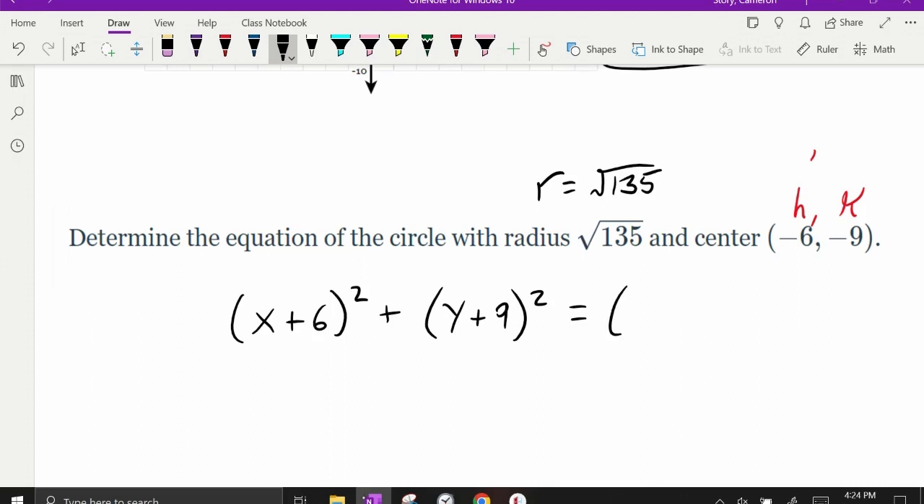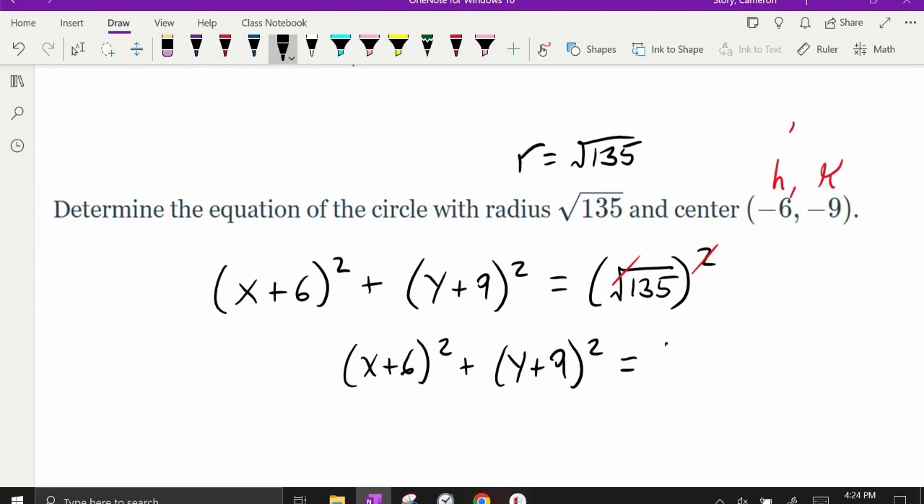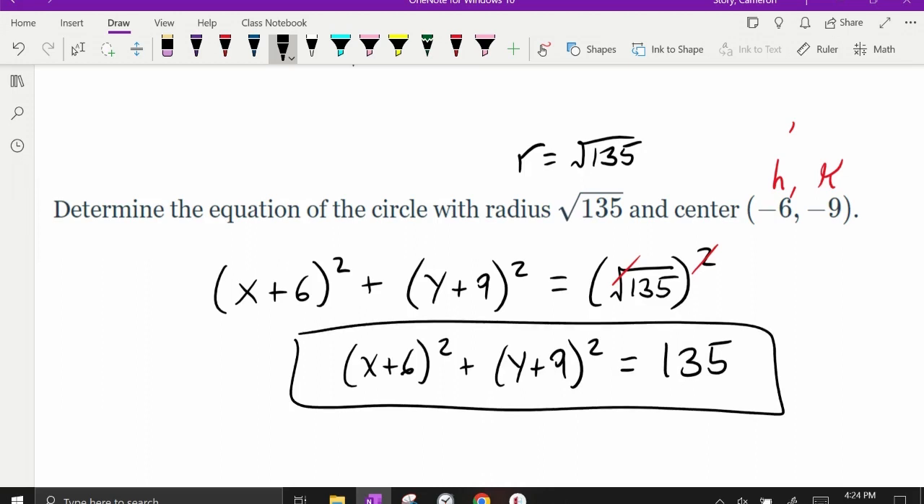Okay, so it's going to be whatever the radius is squared. My radius happens to be the square root of 135. So all we have to do is square that. When you square a square root, everything goes away, cancels out like that. And we get x plus 6, all of that squared, plus y plus 9, all of that squared, is equal to 135. And that's what you would type in for your answer on Desmos.